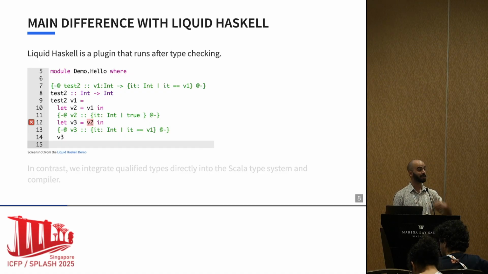Actually, Liquid Haskell is a plugin. It doesn't work in the main Haskell compiler. And you write these refinement types as comments. So you see them in green here, okay? So you have like 2 layers of types, which is exactly what I would like to avoid in Scala. I would like to have a simple system where these types integrate and are written exactly like other Scala types.